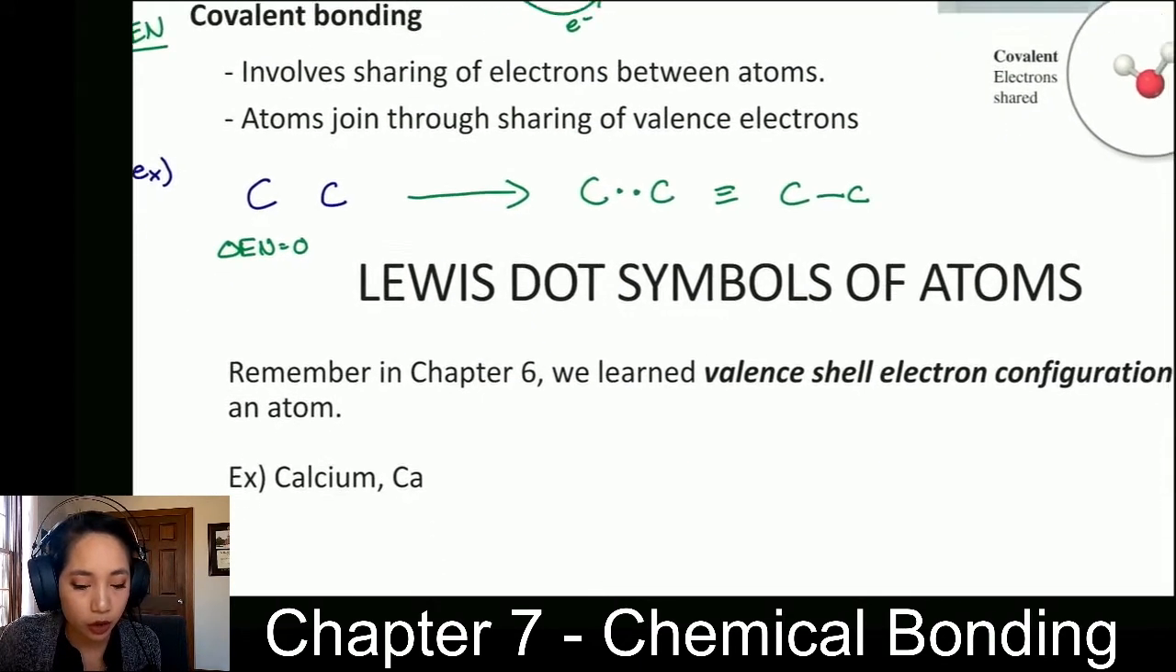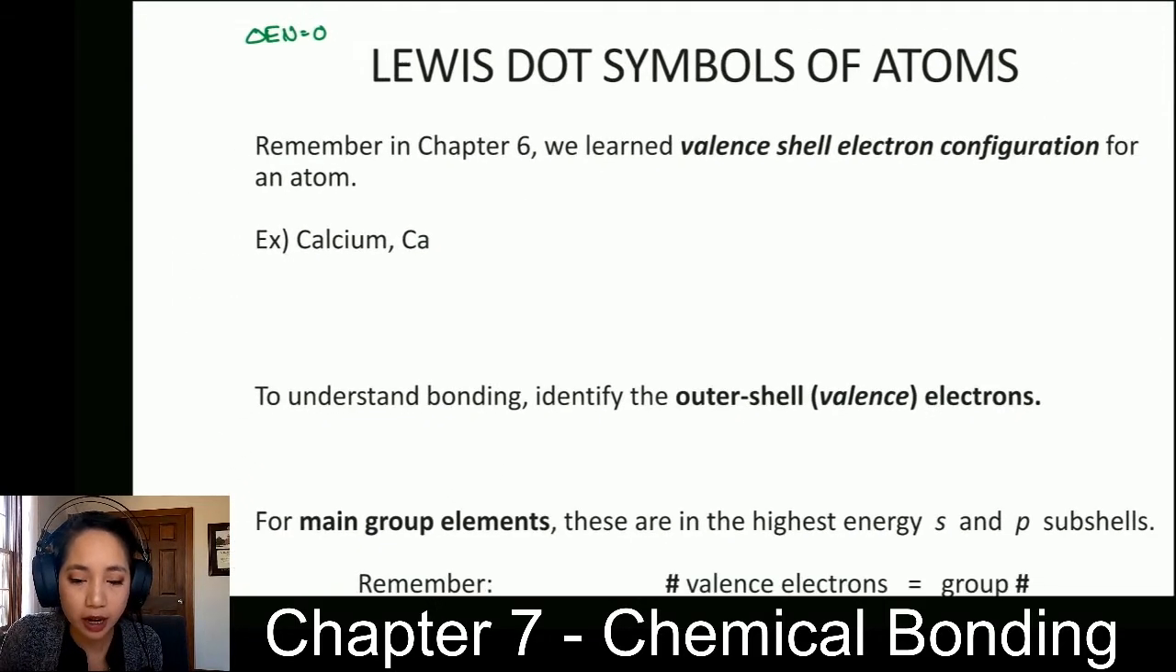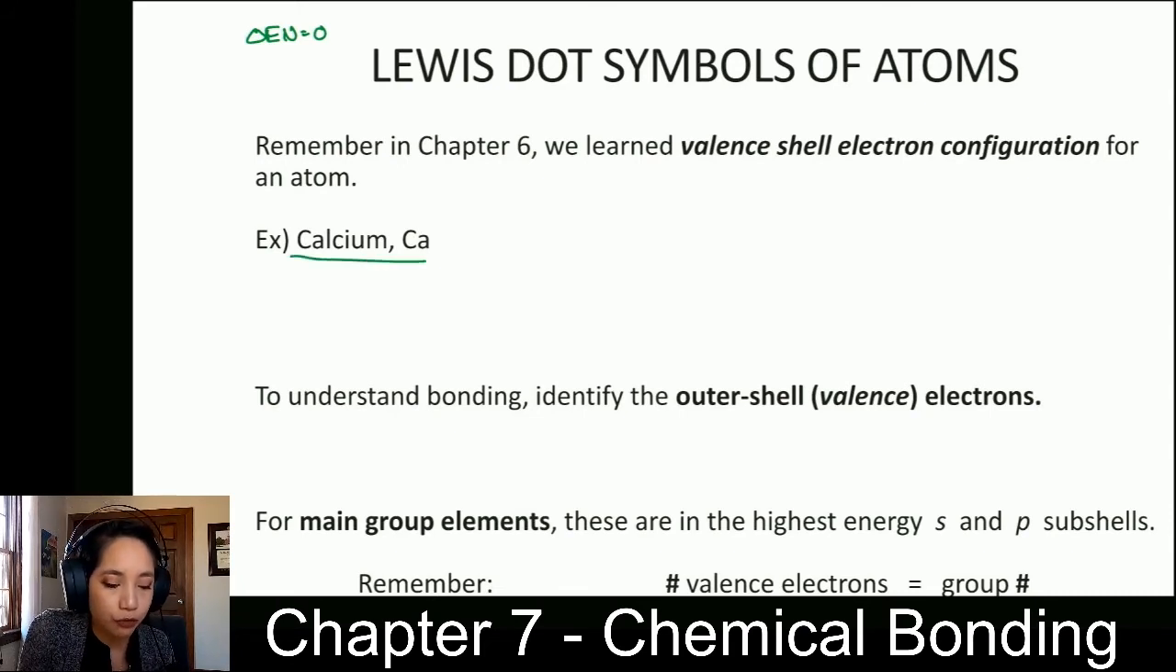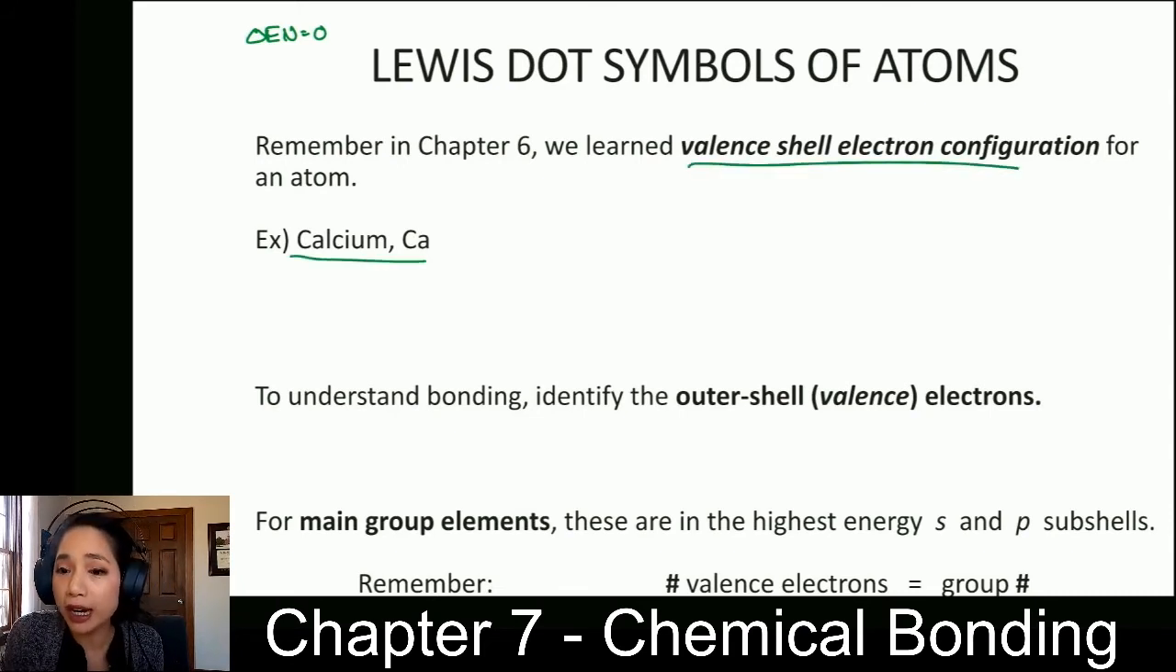So let's look into another way that we can describe these valence electrons through Lewis dot symbols of atoms. So how can we denote valence shell electrons in different atoms? Let's take an example, calcium. The first step here is to write out the electron configuration for this atom. So let's do that for calcium.